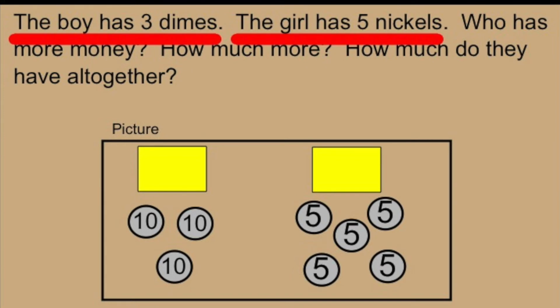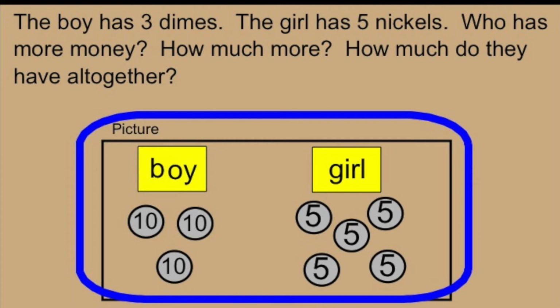Let's look at the information they give us. They tell us that the boy has 3 dimes and the girl has 5 nickels. First thing I did was draw a picture. You will need to know which picture represents the boy and which one represents the girl.